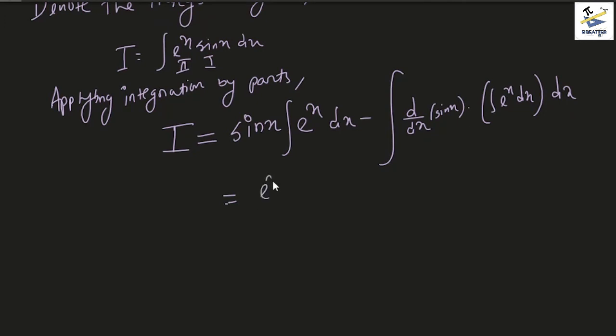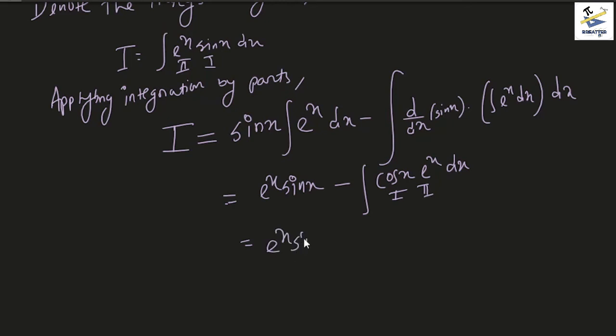So what we do get is, the integral of e to the power x is just e to the power x, so it becomes e to the power x sin x minus, the differentiation of sin x is cos x, so cos x into e to the power x dx. Now this is another integral. So again we apply the same integration by parts technique with cos x as the first function and e to the power x as the second function.